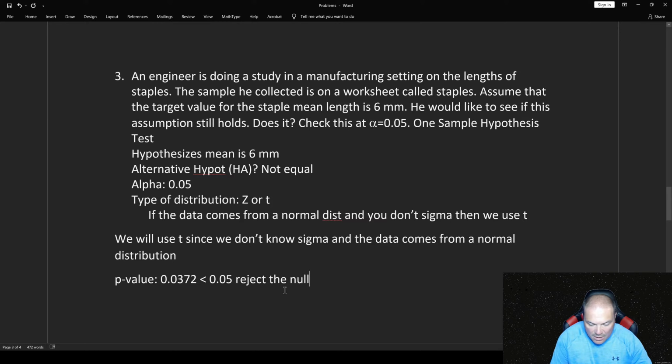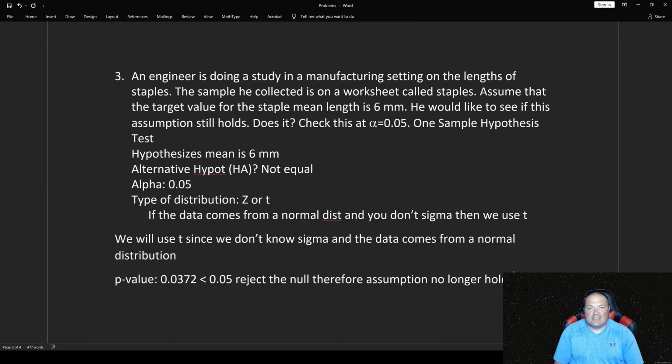So we reject the null, therefore the assumption no longer holds. Okay? And I equate that to a real world answer, right? I mean, if you're really doing this for somebody, they're not just going to want to hear reject the null. What they're going to want to know is, okay, what does that mean to me?